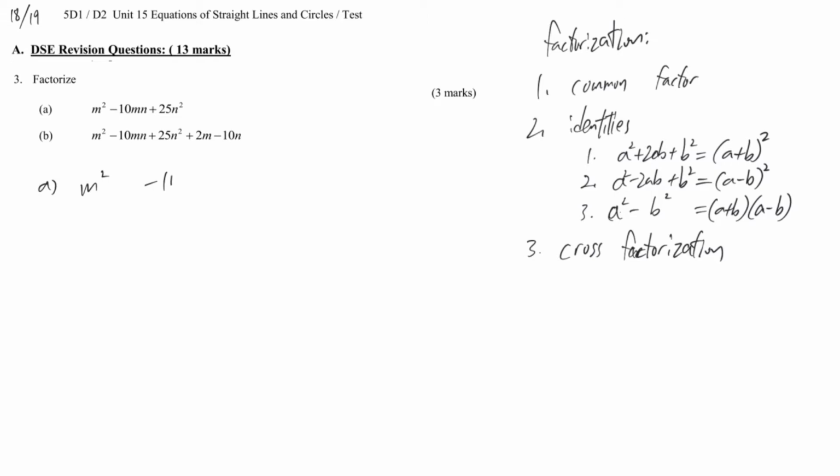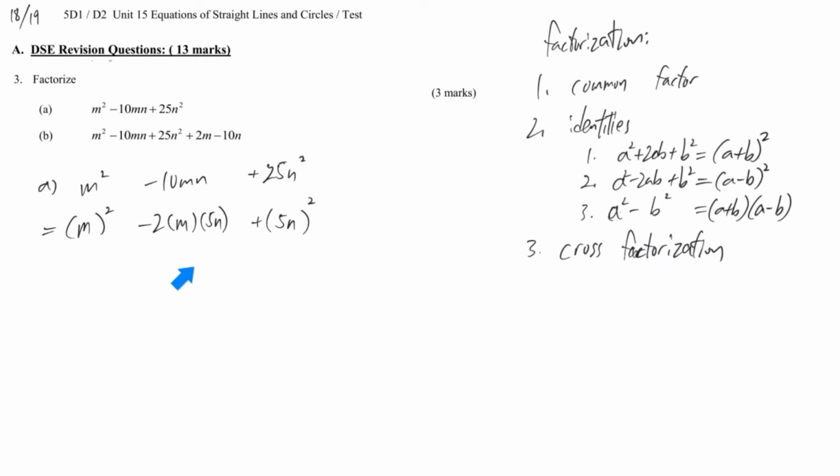m squared minus 10mn plus 25n squared. I wonder whether we can rewrite as this format. Then we try to think what inside will give you m squared. Of course, it's m. And then we focus on the second bracket. What square will give you 25? Of course, it's 5n. So because the two terms should be the same, this should be m and this should be 5n.